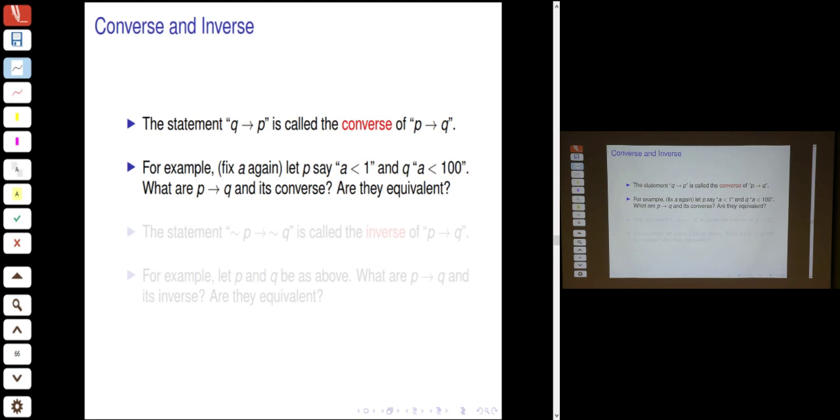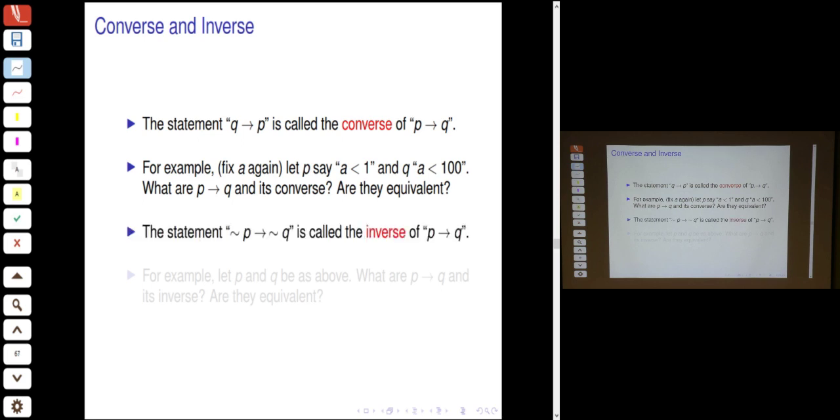Okay. Now what is its converse? The converse says if A is less than 100, then A is less than 1. Are they equivalent? No, right? Because P arrow Q in this example is true. If A is less than 1, then definitely it's less than 100. On the other hand, if A is less than 100, it could be 99, right? Which is not less than 1. So we cannot say if A is less than 100, then A is less than 1. So the converse is false. So a statement and its converse are not equivalent.